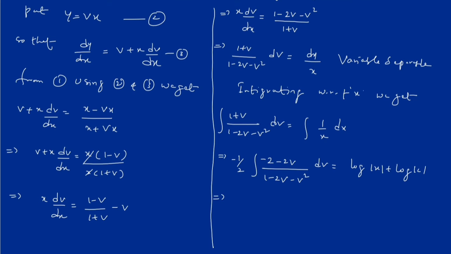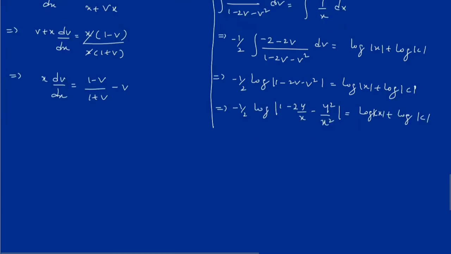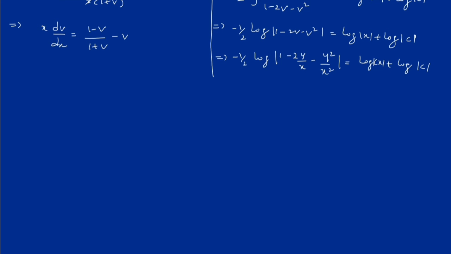So now it equals minus 1 by 2 times log of (1 minus 2v minus v square), which equals log x plus log c. Now substitute the value of v: v means y by x, and v square means y square by x square. So minus 1 by 2 log of (1 minus 2y by x minus y square by x square) equals log x plus log c.